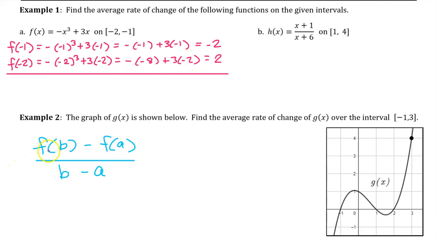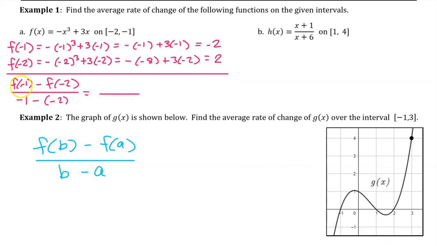Now we are ready to calculate the average rate of change. f at b minus f at a will be f at -1 minus f at -2. And then over b minus a. So that's divided by -1 minus -2.